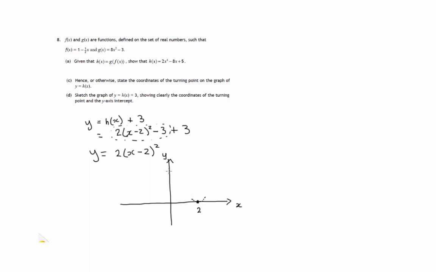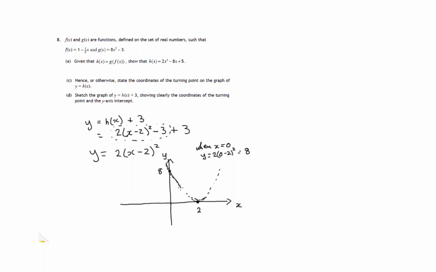Where does it cross the y-axis? We have to work out when x equals 0 what the y value is. And that would be twice 0 minus 2 squared. Well, 0 minus 2 is negative 2. Negative 2 times negative 2 is positive 4. 2 4s are 8. So it crosses the y-axis at the point 0, 8. So I'm beginning to see the shape of this graph. It has a symmetry about the line x equals 2.